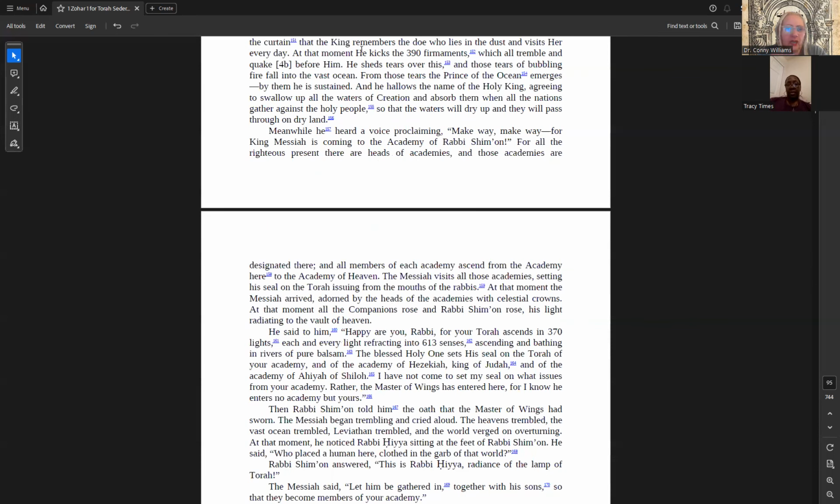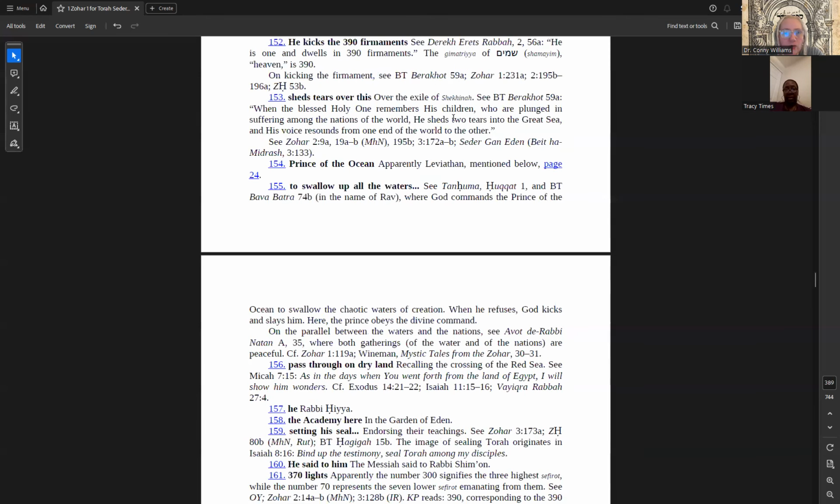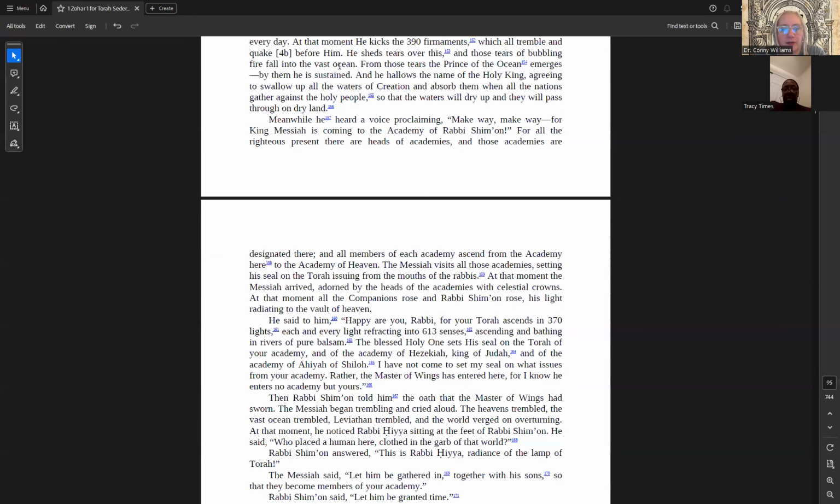At that moment, he kicked the 390 firmaments. 152, he kicks the 390 firmaments. He is one and dwells in 390 firmament. The gematria of Shemayim, heaven, is 390. So here we see another instance of the coding.